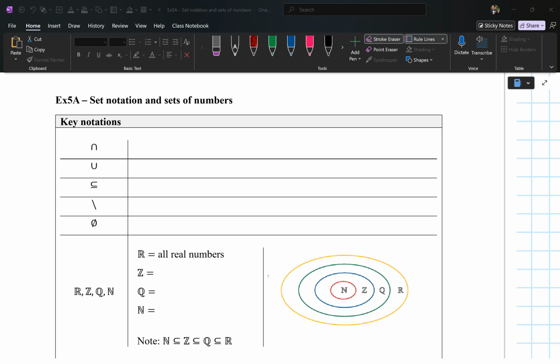All right, exercise 5A. You are practicing what we call set notations and sets of numbers. And what you're really doing is learning the language of mathematics. Often when we're doing mathematics, we define certain things, we look at certain numbers, and you don't want to be writing in words. It takes too long to do. So what we do is we use symbols to illustrate that. What you're learning in 5A is those symbols, some of which you've already seen.